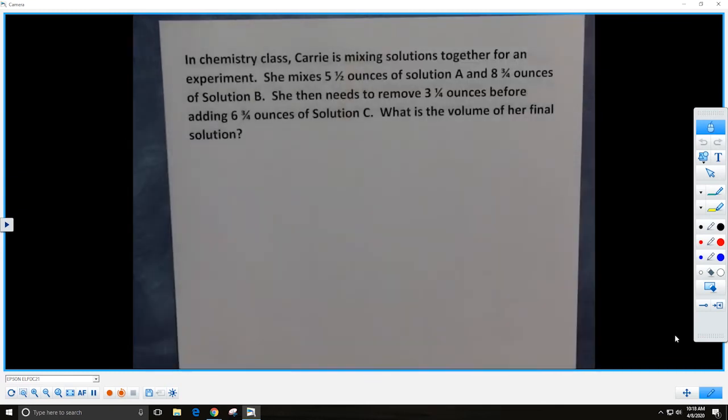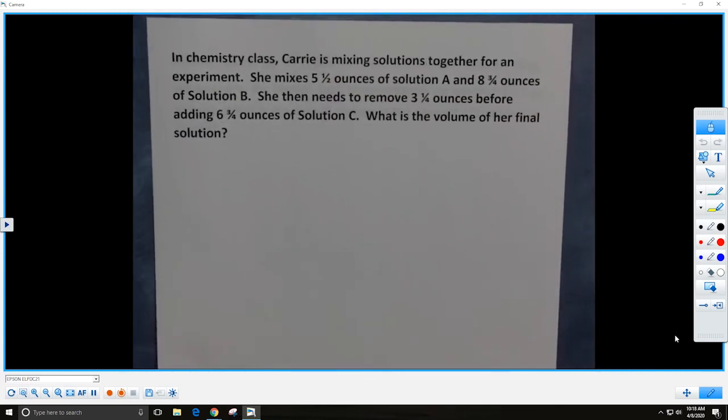Here's another problem. In chemistry class, Carrie is mixing solutions together for an experiment. She mixes 5 1/2 ounces of solution A and 8 3/4 ounces of solution B. She then needs to remove 3 1/4 ounces before adding 6 3/4 ounces of solution C. What is the volume of her final solution? Write the expression, solve this problem, check to see if your answer is reasonable, and then we'll go over it together.